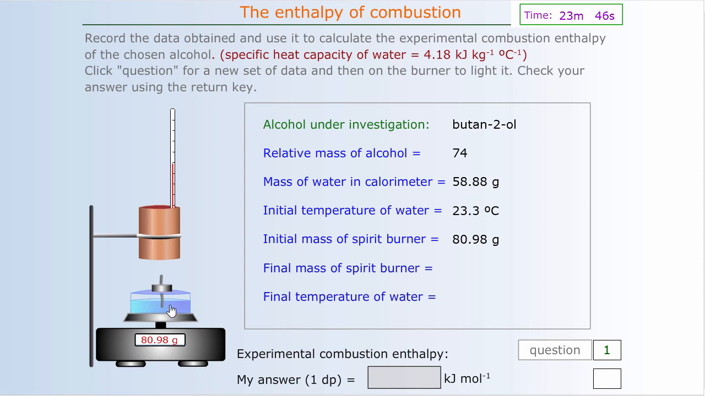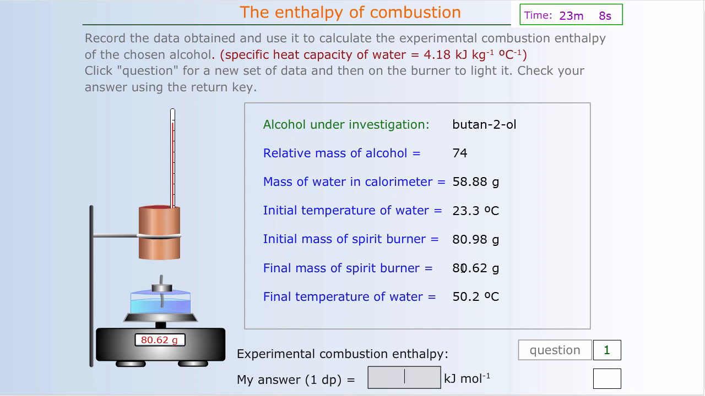So now we'll get the lighter and click on the spirit burner to get it going, and we'll watch the spirit burner heat up, and you'll see the temperature slowly going up here as the spirit burner warms up the water in the calorimeter. Notice also the mass of the spirit burner is decreasing as some of the butan-2-ol is used up. Now the spirit burner's gone out, so now we've got a maximum temperature that's 50.2 degrees C, the final temperature of the water, and we've got a final mass of the spirit burner, 80.62 grams.